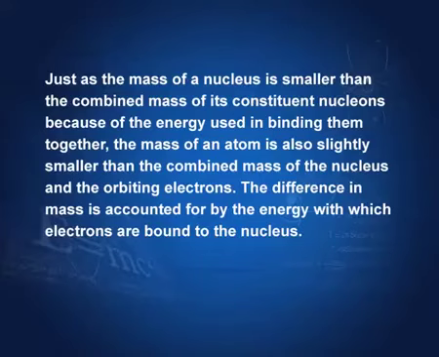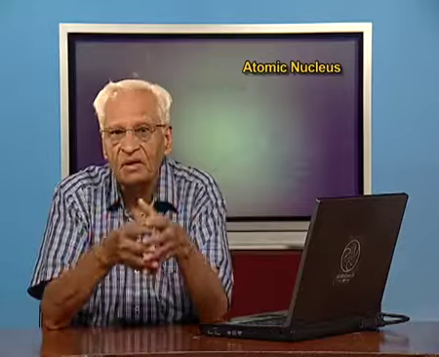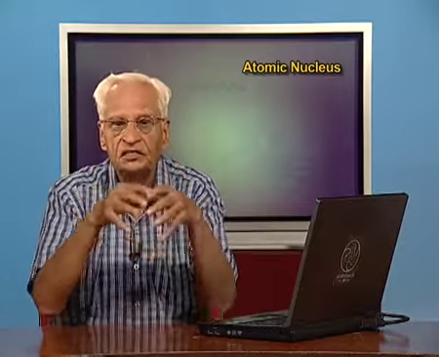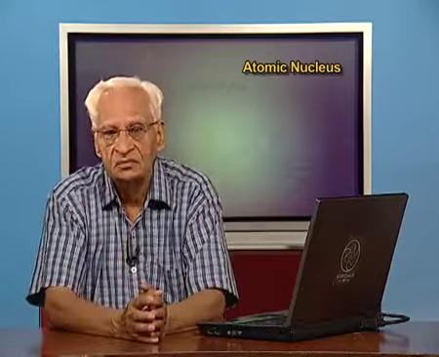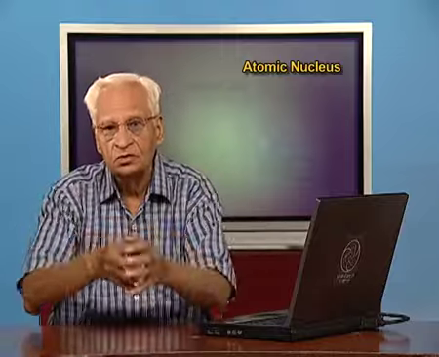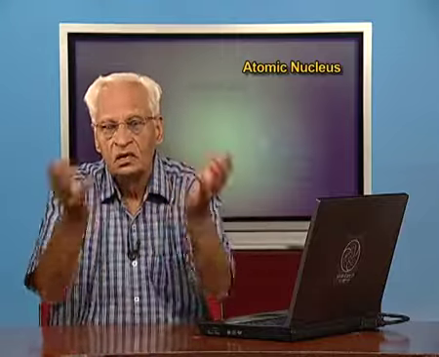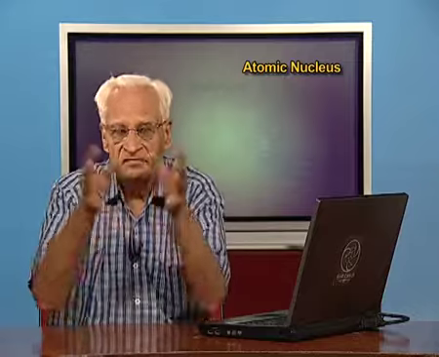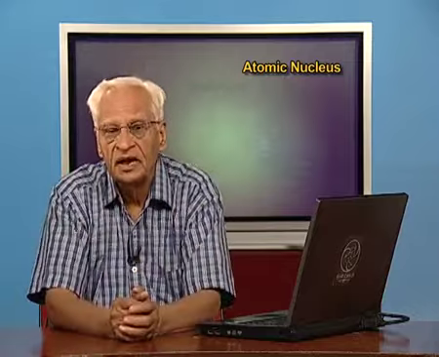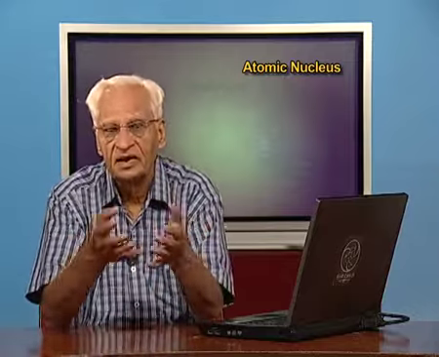And therefore, the more stable is the nucleus. So, just as the mass of a nucleus is smaller than the combined mass of the nucleons because of the energy used in binding them together, the mass of an atom is also slightly smaller than the combined mass of the nucleus and the electrons, because electrons are bound to the nucleus, and when they are bound they lose some energy in the process of binding.